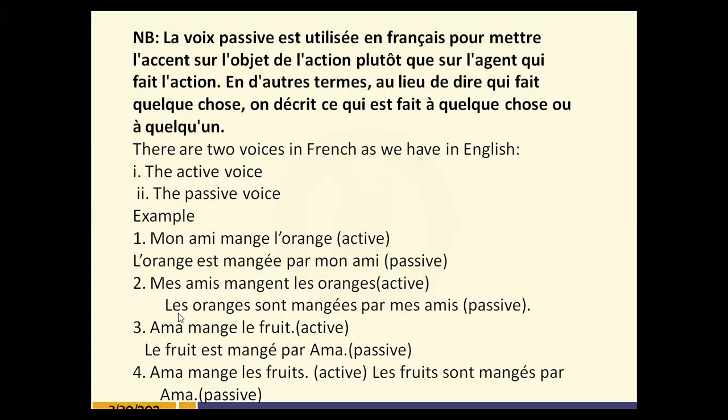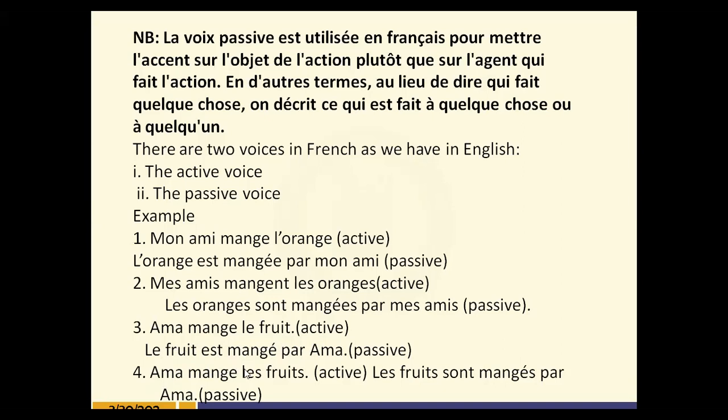So you can see that le fruit, which is the fruit, is not the subject. The object has become the subject. That's what we should know in any instance when it comes to passive voice: the object becomes the subject. And the object, when it is the subject, as you know in French, must agree in number and gender. So le fruit, which is masculine singular, must agree with manger here, and you can add e to it. Par Ama, you don't observe the agreement of Ama, but the fruit is eaten by whom? Ama, as you can see.